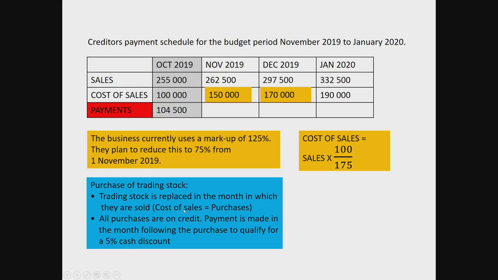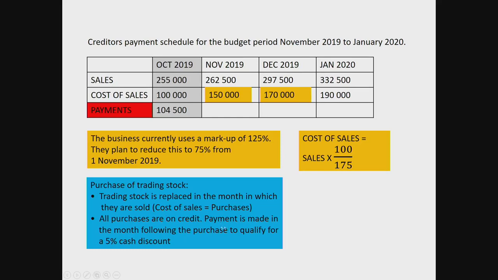So once you have calculated the cost of sales using that particular formula, 100, depending on what the markup is, it's always 100 on top. At the bottom, it will always be 100 plus whatever the markup is. So in October, it was 100 over 225 because the markup was 125%. But in November and December, the markup was 75%, so it will just be 100 over 175. That will give you the cost of sales figure. And once you have the cost of sales, you actually have the purchases. Then it says all the purchases are on credit. In other words, there's no cash purchases. So everything is on credit.